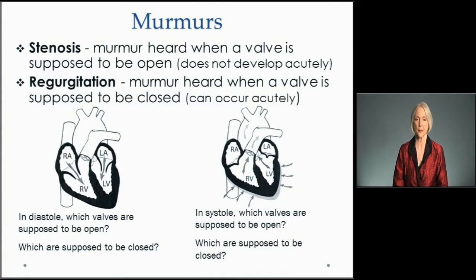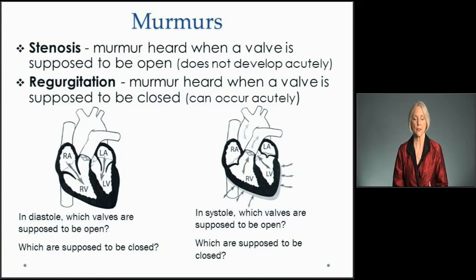During systole, think about this. What's the job of the heart during systole? The job is to eject. Where does it eject into? Well, the right ventricle ejects into the pulmonary artery, and the left ventricle ejects into the aorta. So those valves need to be open so that blood can be ejected from the ventricles. So pulmonic and aortic valves need to be open. Tricuspid and mitral valves need to close during systole so that blood does not go backwards into the atria.